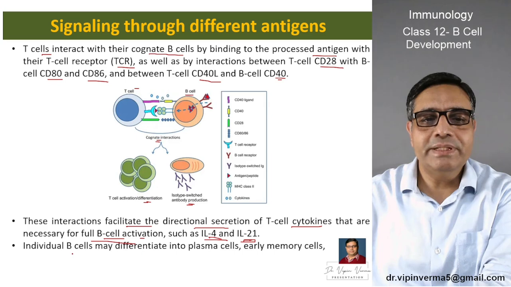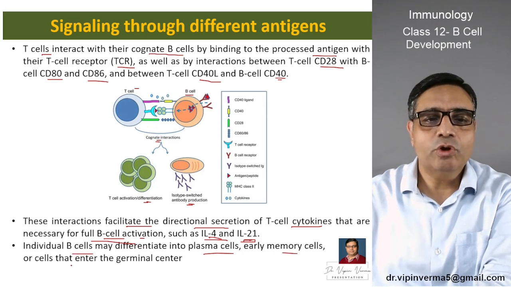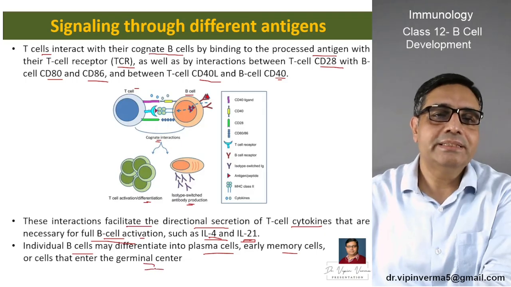If we see the individual B cells, they may differentiate into plasma cells and early memory cells, or cells that enter the germinal center.